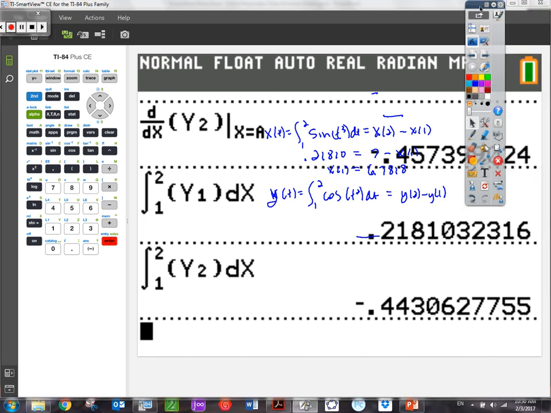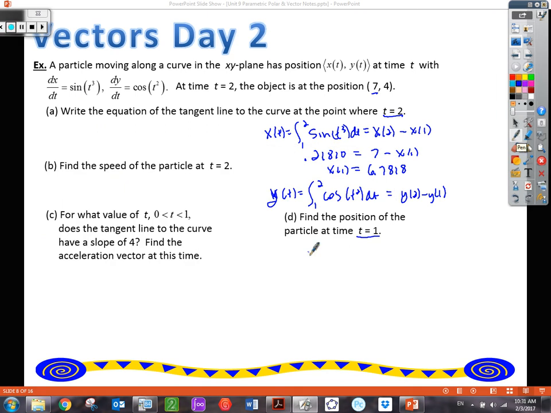All right, let's go back. So we have negative 0.44306 equals, our y of 2 is 4, minus y of 1. We solve for y of 1, and we get y of 1 equals 4.443. So our position is going to be, and you need to write it in either vector or point form, 6.782 and 4.443. All right, how is that? We okay?